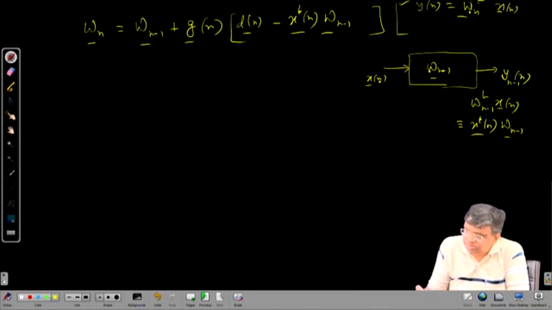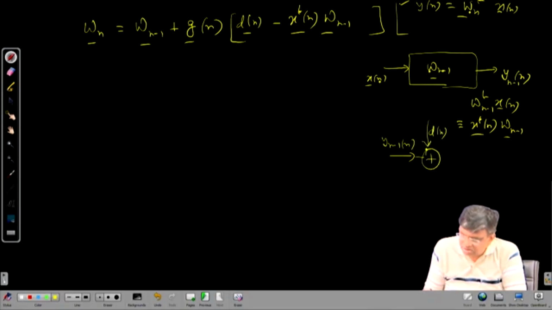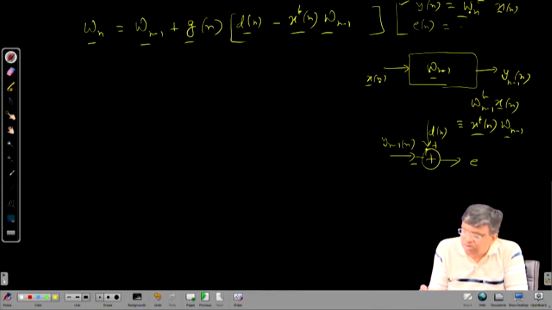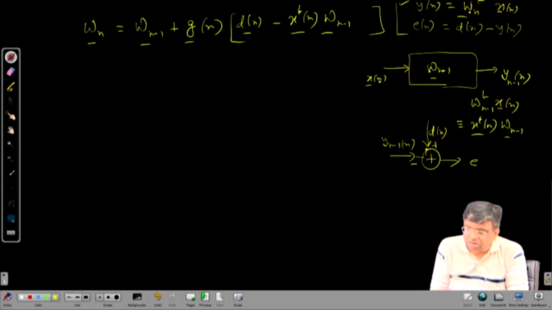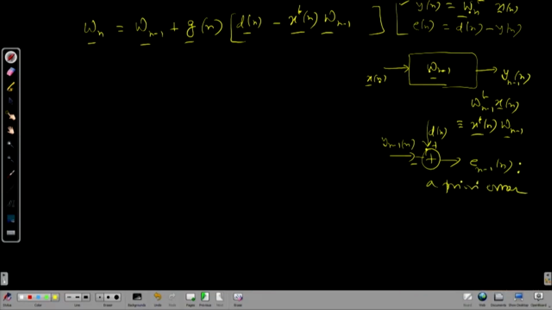And d n minus that. So, this is your y, and then if I subtract, it is not e n. e n actually is, we know, d n minus the actual y n, but here it is d n minus this quantity, where it is n, but index n minus 1. So, I call it the a priori error. So, this is my weight update relation.